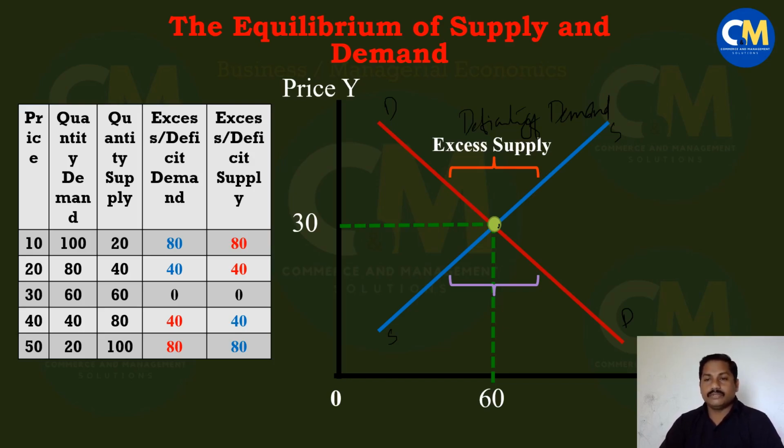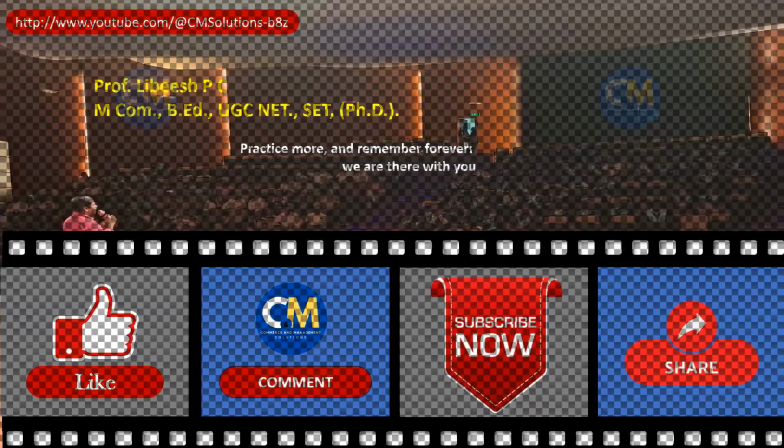So in this case, when demand is more and supply is less, we call it excess demand, or we can say it is shortage of supply. Otherwise it is called shortage or deficit of supply. So here we discussed how to determine the market equilibrium.